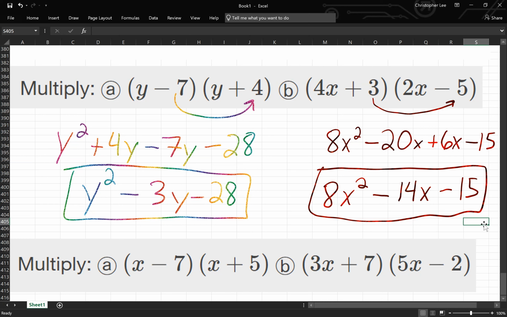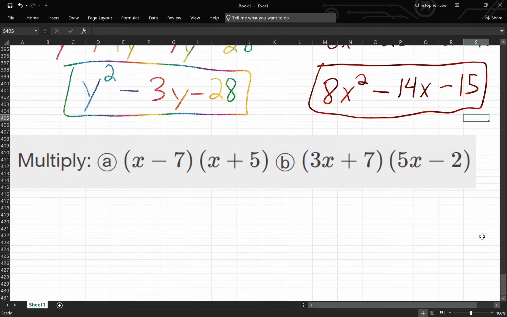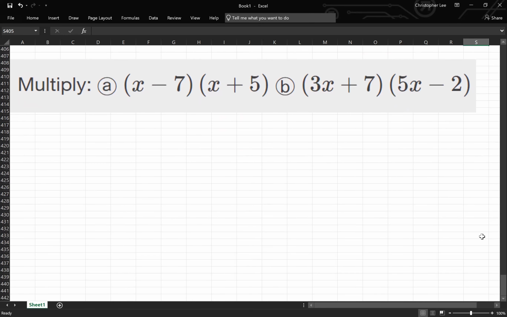All right. Let's take a look. Again, this is the same process as before, right? I'm just going to multiply my first. X times x is x squared.